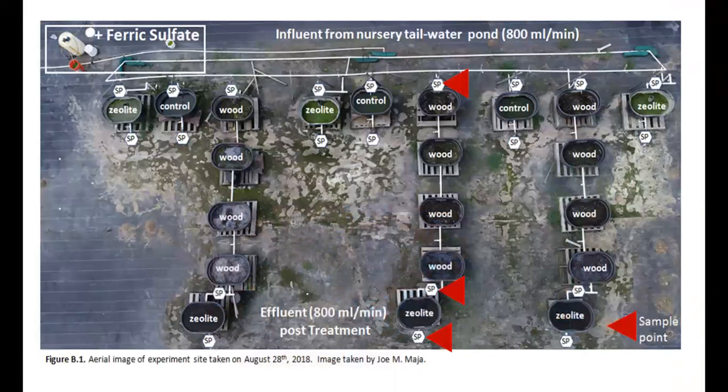And this is showing the sampling points for the nutrient samples. For the woodchip zeolite treatment, the nutrient samples were collected weekly in front of the first woodchip tank at the inflow pipe, after the 4th woodchip tank, and then following the zeolite tank. And then for the zeolite and control treatments, nutrient samples were taken before the tanks at the inflow pipe and then at the outflow pipe.